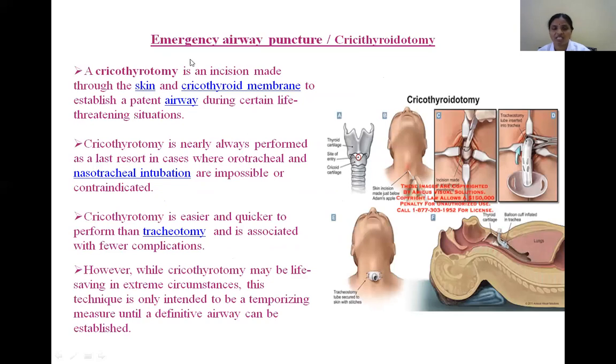So I told you about emergencies; what is the important feature? Emergency airway puncture, otherwise called cricothyroidotomy. So what is this cricothyroidotomy? It's an incision made through the skin. First you should identify the cricoid cartilage. Just above that there is a membrane, the cricothyroid membrane. They will give an incision to this cricothyroid membrane horizontally to establish a patent airway during these life-threatening situations. Okay, so that is about the cricothyroidotomy.